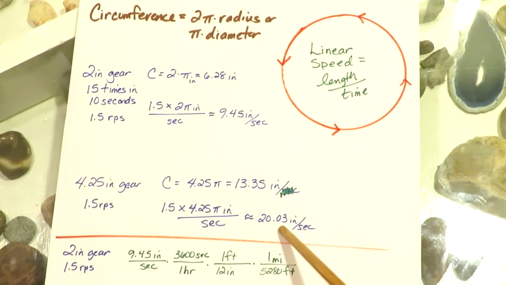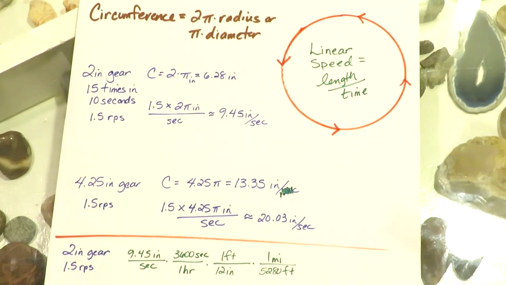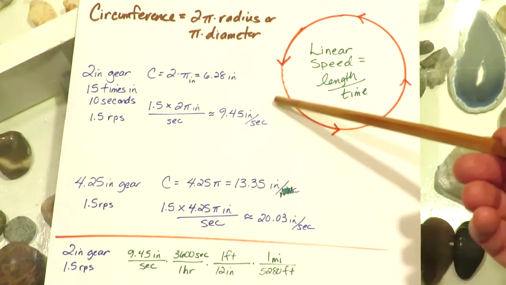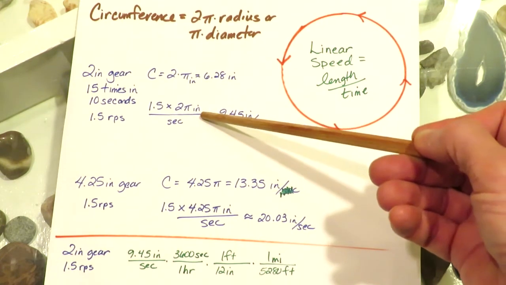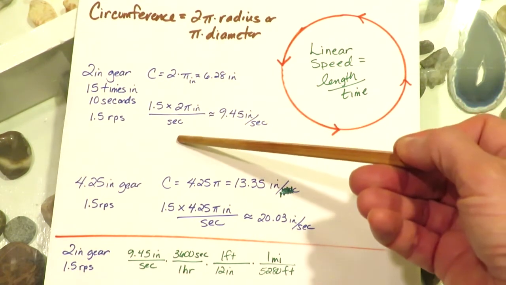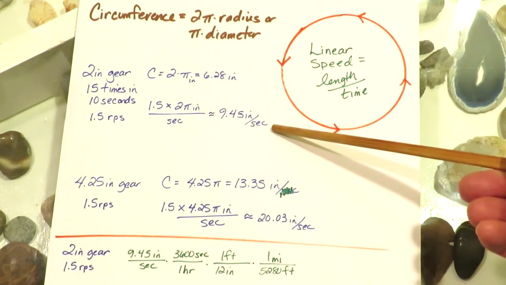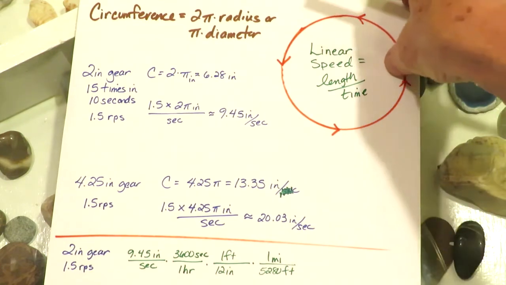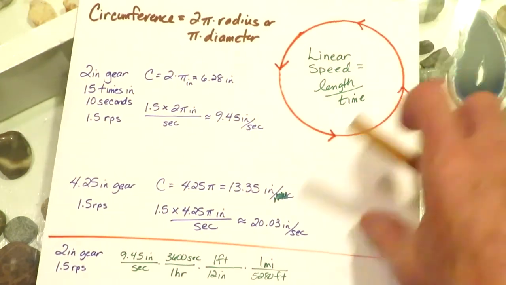Now keep in mind that linear speed means length per time, and you could report it in all kinds of units. I just reported it in the most straightforward because we were told inches for circumference and we were told revolutions per second. So that led kind of immediately to inches per second. But we could convert these same speeds to miles per hour.